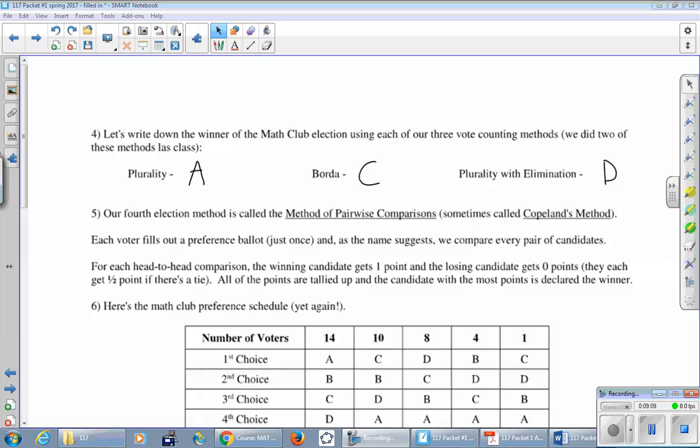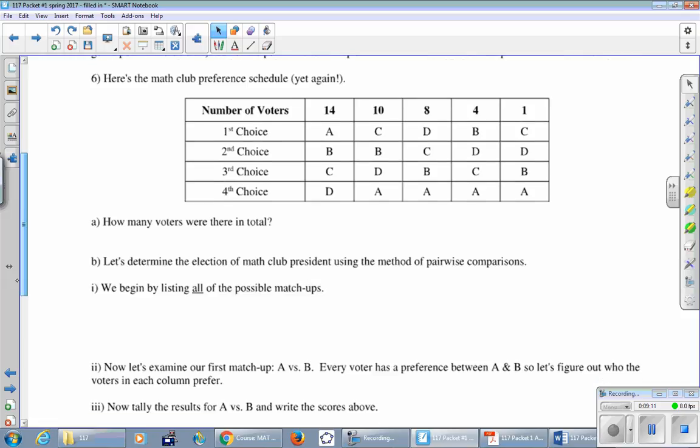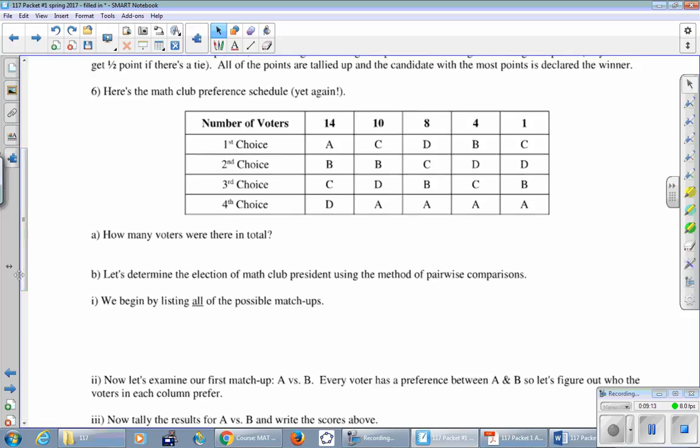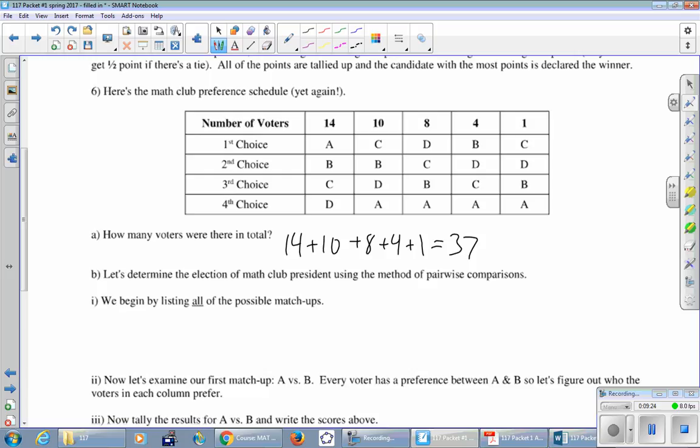Here's the Math Club preference schedule yet again. Part A, how many voters were there in total? Well, we've done this already, but we'll just do it again here. That's 14 plus 10 plus 8 plus 4 plus 1, which is still 37.